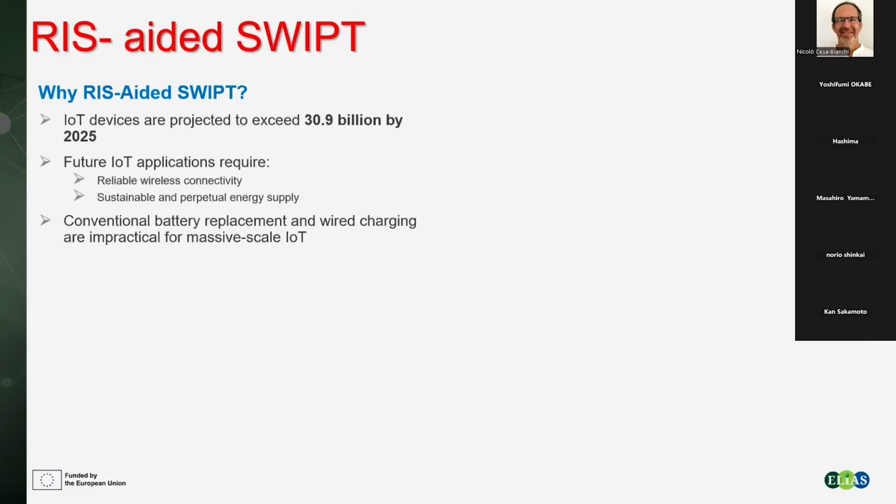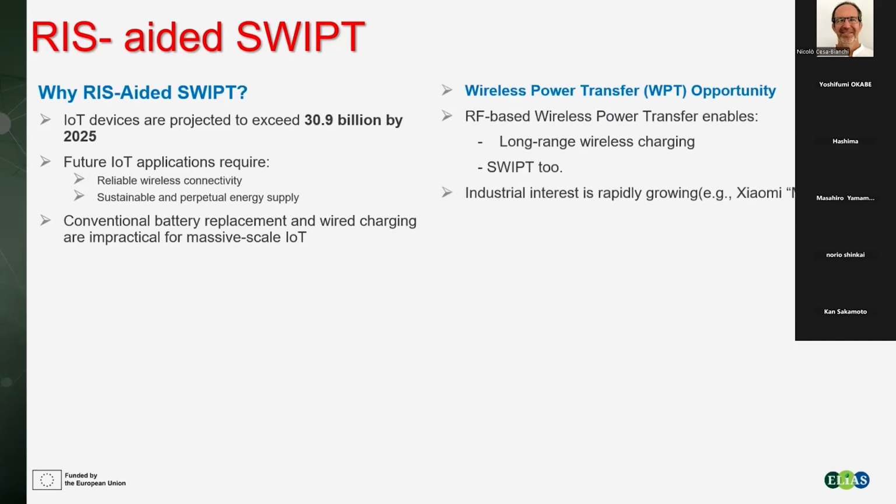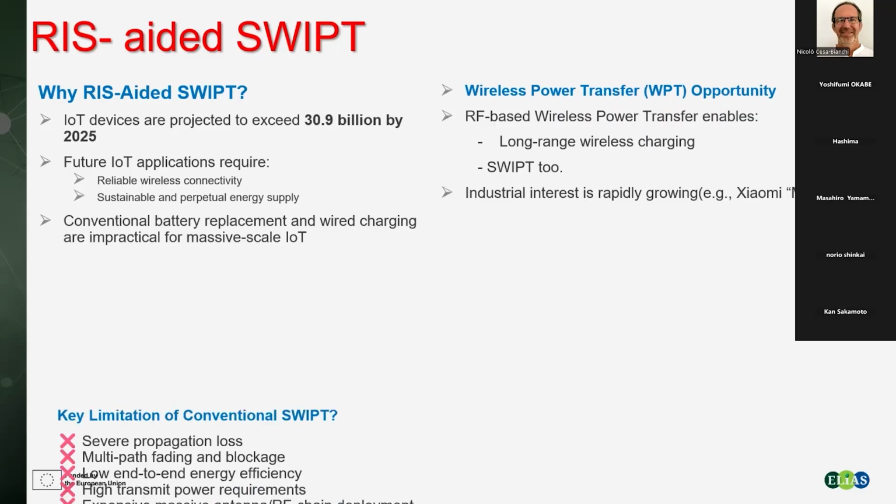Now for RIS-aided SWIPT, why is it important? Because we need to support almost 31 billion devices, and future IoT applications will need reliable wireless connectivity and sustainable perpetual energy. So conventional battery replacement will not help in this. And for wireless power transfer, we need long range wireless charging, like the Xiaomi Mi Air videos that we saw.